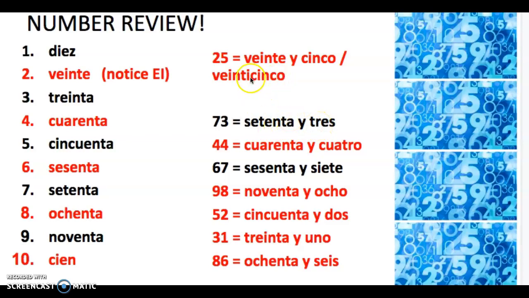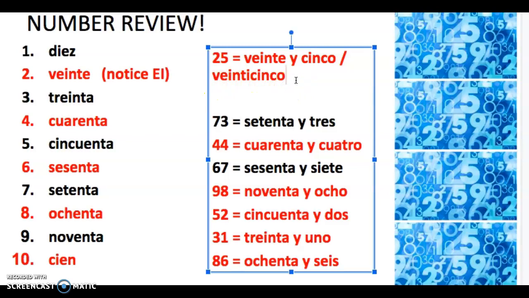Now, between 16 and 29, you can opt to make it 3 words. For example, 25 can be veinte y cinco or veinticinco, 1 word. And remember, this is only 16 through 29 that you can do that. After 29, you go to the 3 words, treinta y uno, cuarenta y cuatro, etc.